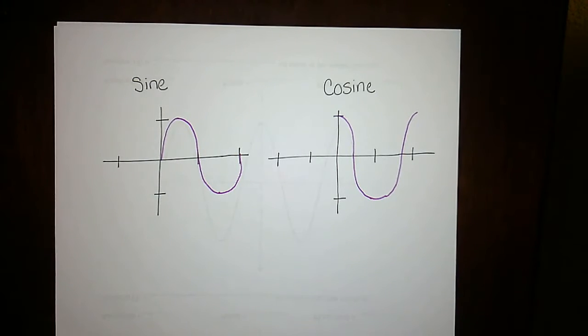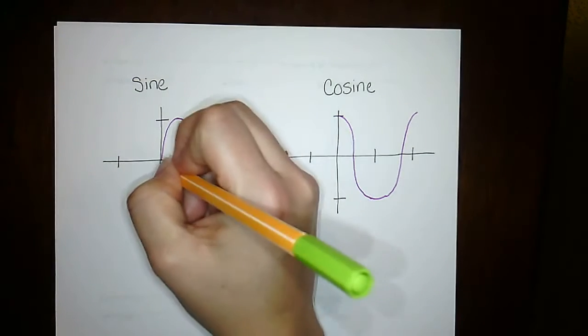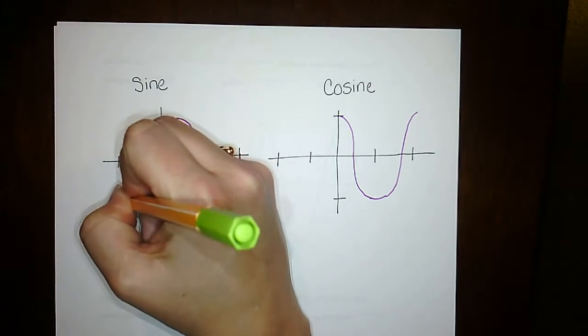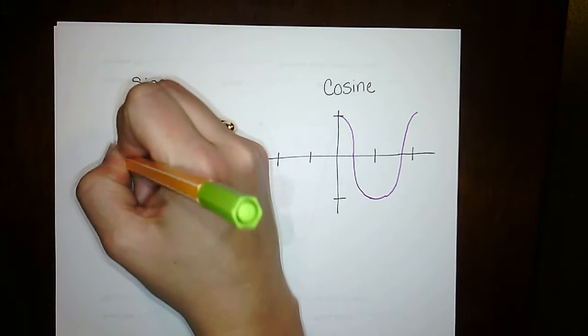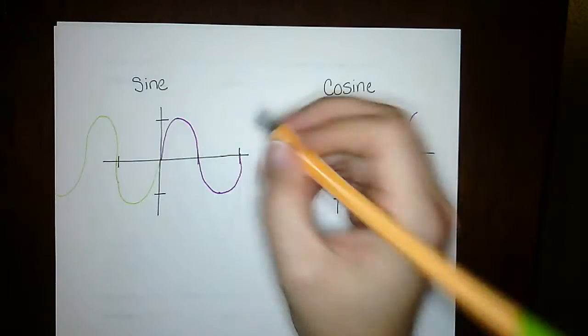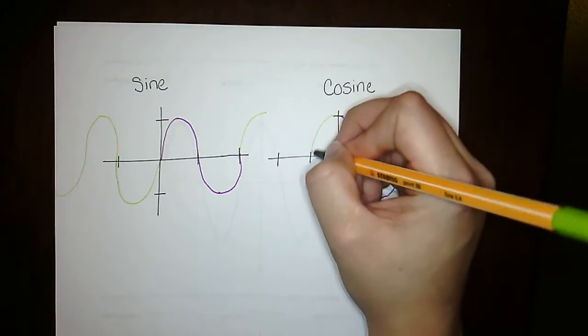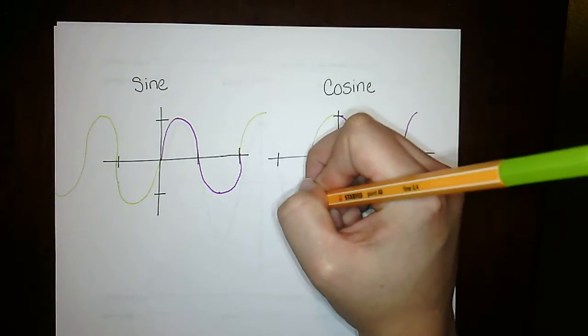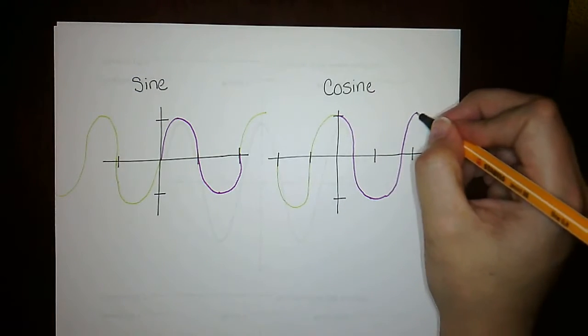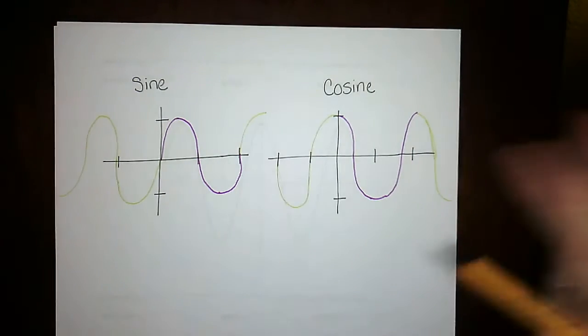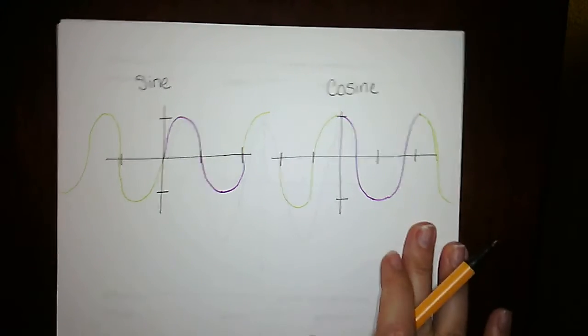Understand that these are continuous functions, so they will continue going on and on, always continuous, in both directions. Same for cosine. Okay, so you see how they look the exact same.